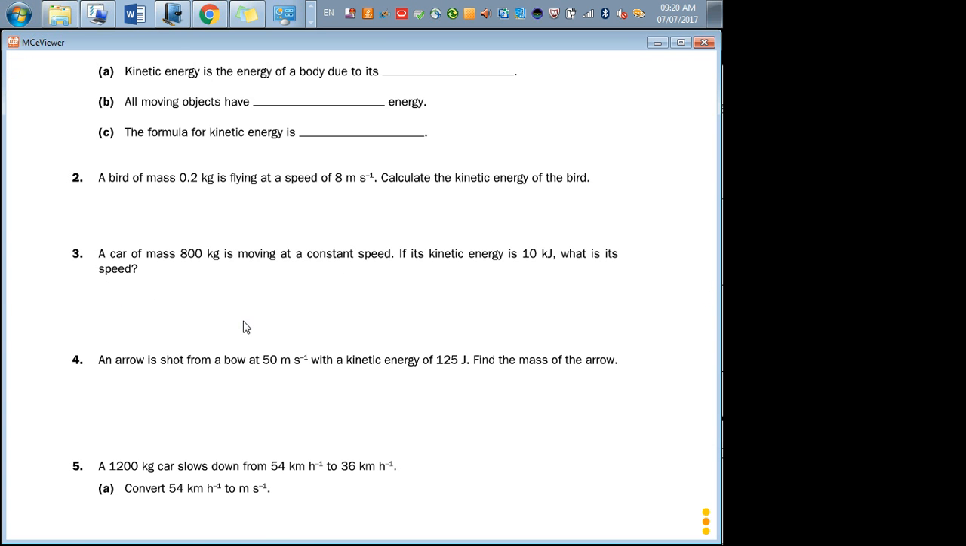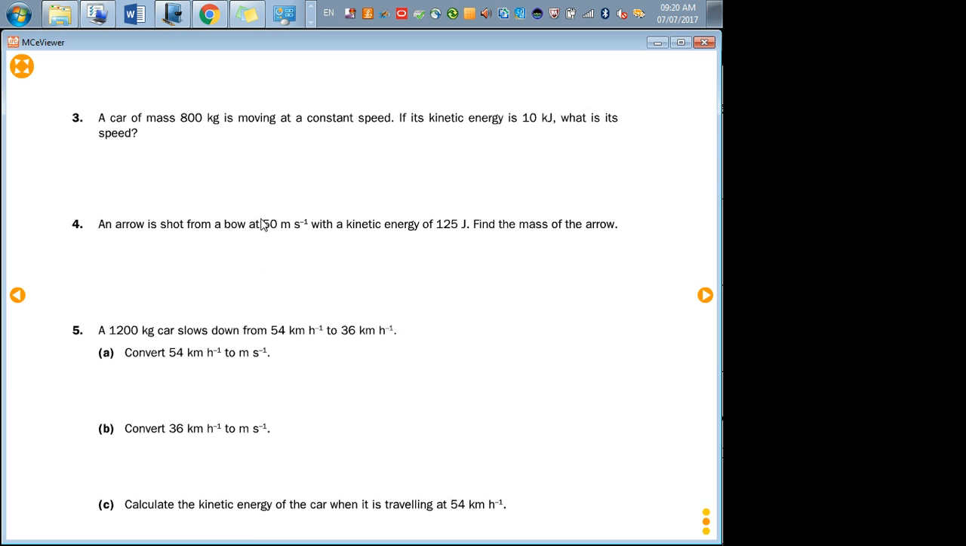Okay? Question 4. An arrow is shot from a bow at 50 meters per second. What is this? Speed. It is the speed of the arrow, and it has kinetic energy of 125 joules. Find the mass. Okay, so what formula should we use? Afiq?